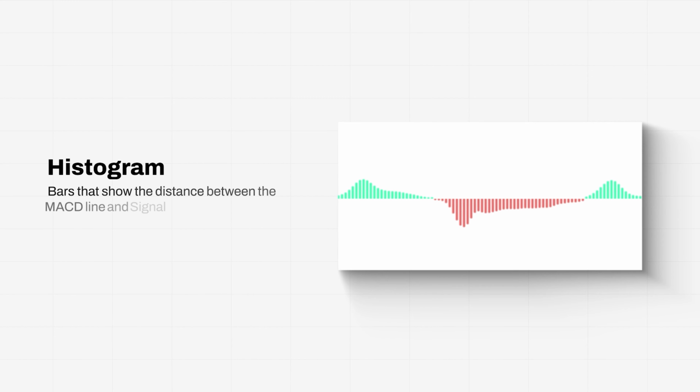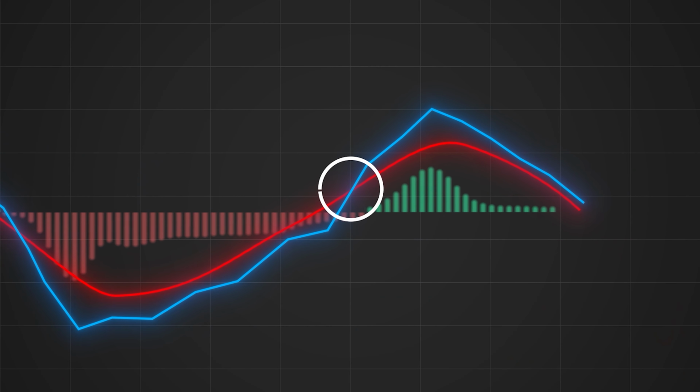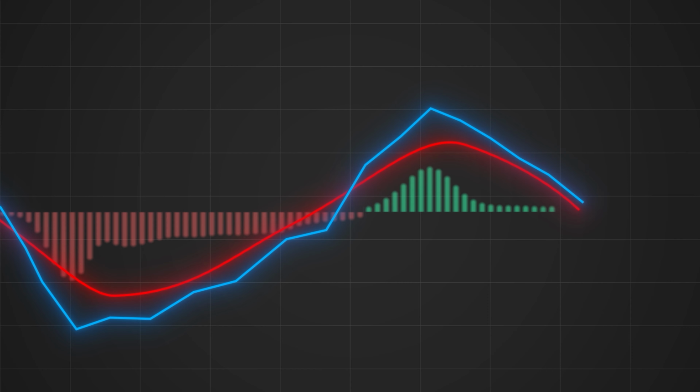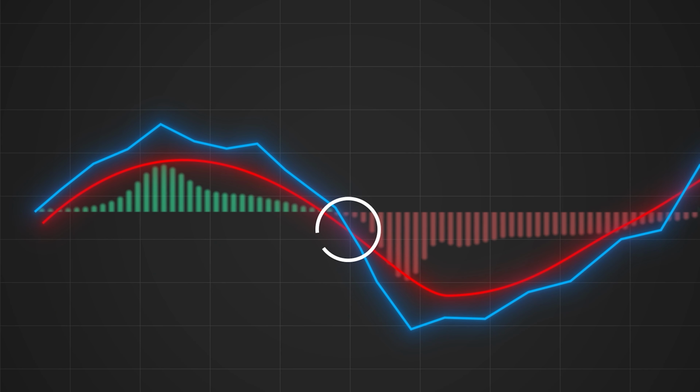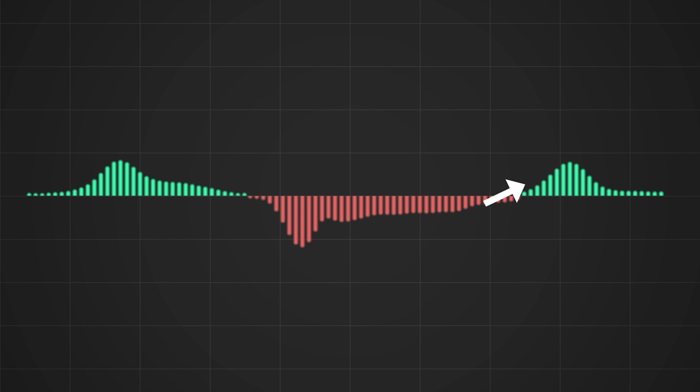The histogram shows the distance between the 2 lines, making it easier to see when momentum is picking up or slowing down. Traders often look for MACD crossovers where the MACD line crosses above the signal line for a bullish signal or below it for a bearish one. They also watch for the histogram to move from negative to positive or vice versa, which can confirm shifts in momentum.